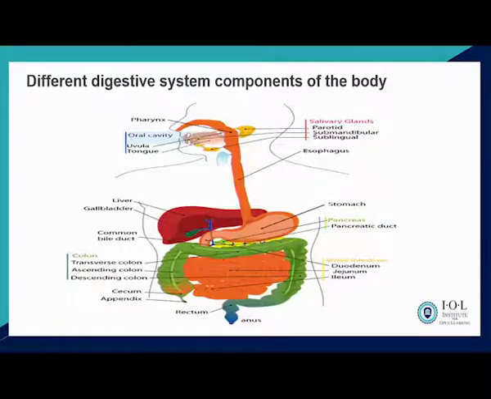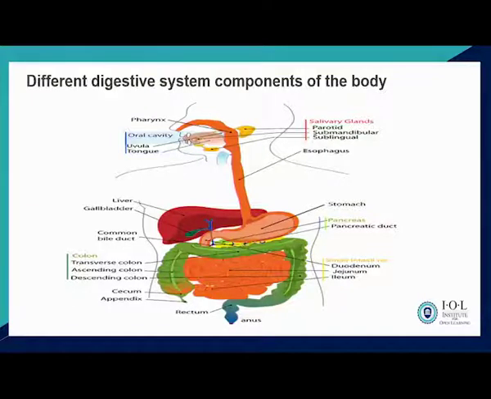The colons are the large intestines, but there are also small intestines, which are the duodenum, jejunum, and ileum. So those are the small intestines. But after all, the last part is actually the rectum, and then lastly the anus, that actually releases all waste substances.